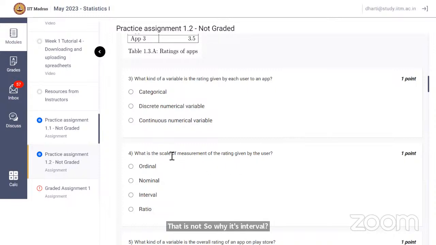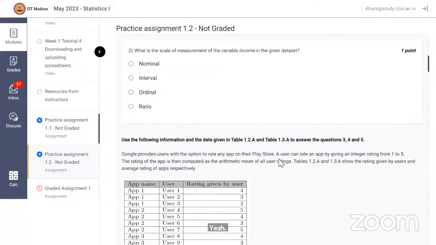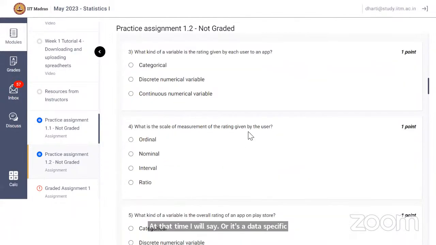See, they are asking for the rating given by users. So at that time, I will say it's a data specific question. They are saying a rating given by users.